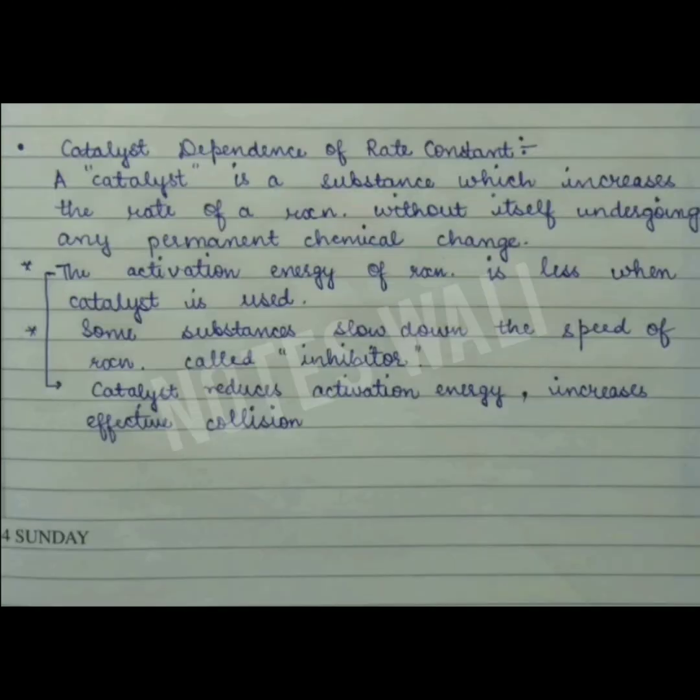And lastly, we look at the catalyst dependence of the rate constant, and we already know that a catalyst is a substance that increases the rate of reaction without undergoing any change in its own chemical composition. So what does a catalyst do? Catalyst reduces the activation energy and increases the effective collision, which results in the speeding up of the reaction. And there are some substances which slow down the speed of reaction, and also they don't undergo any change in their chemical composition, but they are not called catalysts, they are called inhibitors.